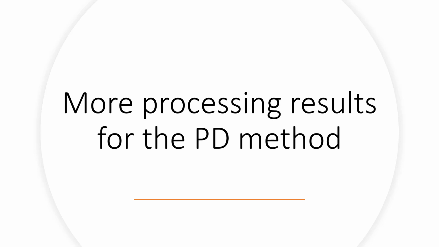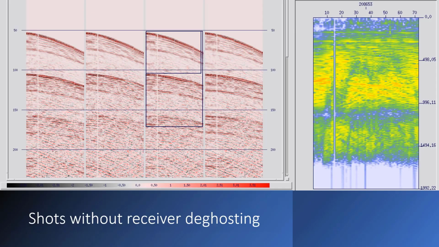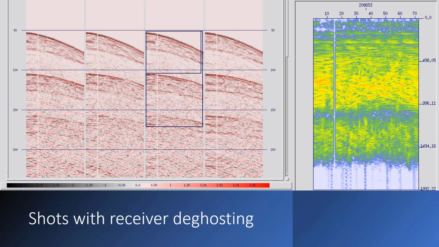So some more processing results for the position dependent method. These are 4 different shot gathers, and this, I think it's this box here, seems to be 2 boxes for some reason. We've got the power spectra, so CDP channel and frequency up to 2000 hertz. So that's before any deghosting, and that's after. Before, after.